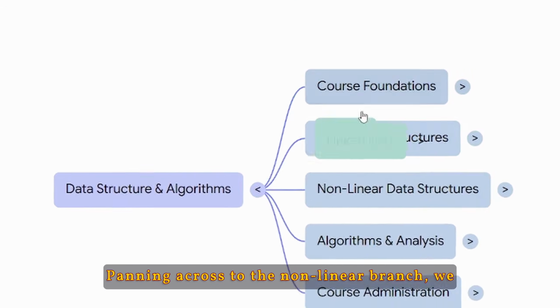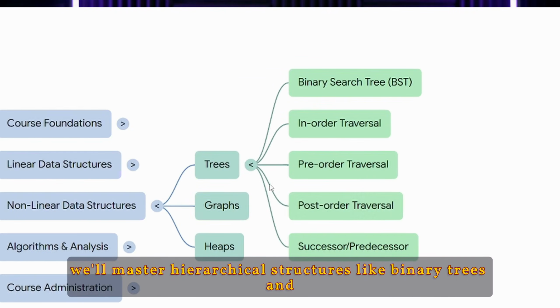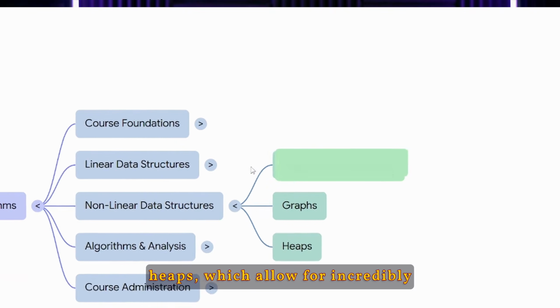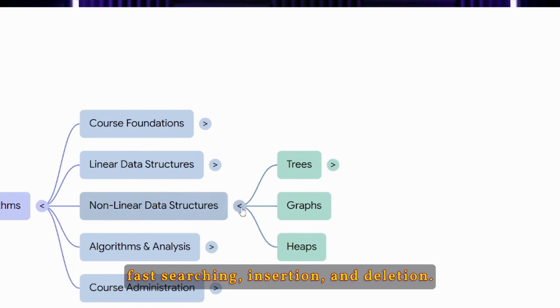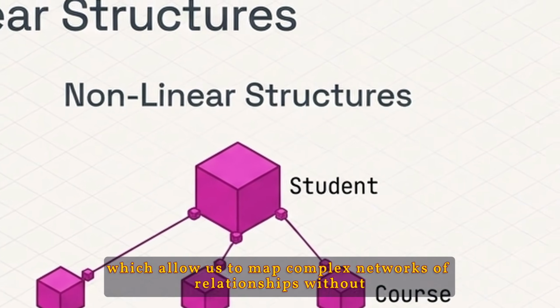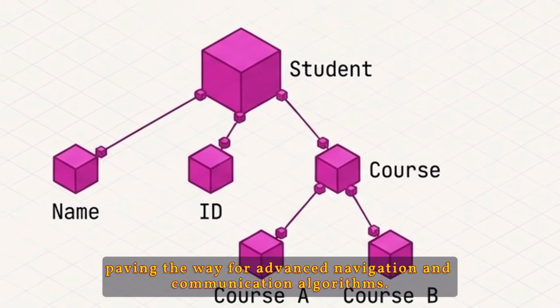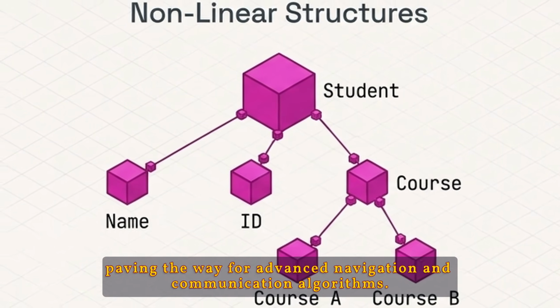Panning across to the non-linear branch, we break away from sequential lines. Here, we'll master hierarchical structures like binary trees and heaps, which allow for incredibly fast searching, insertion, and deletion. We will also explore graphs, which allow us to map complex networks of relationships without any strict hierarchy, paving the way for advanced navigation and communication algorithms.